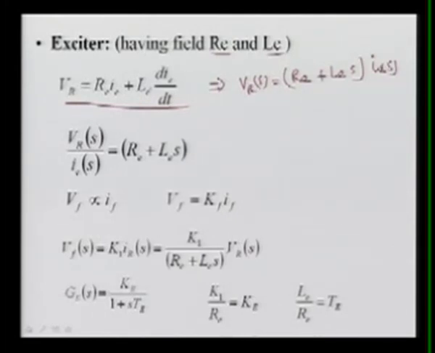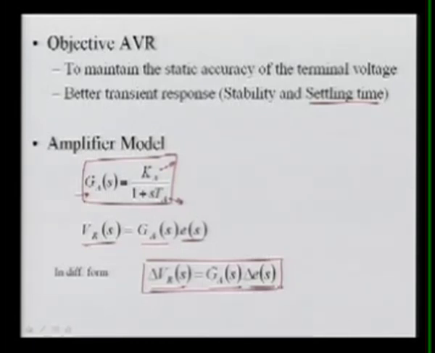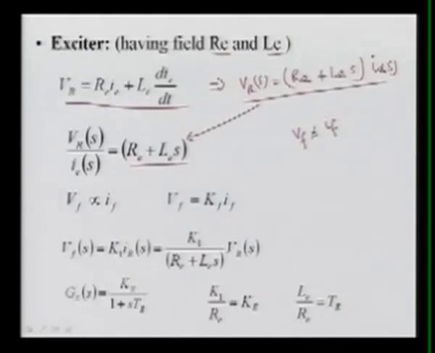So from here, VR upon IE is nothing but RE plus LES, where S is the Laplace S variable. We also know the field voltage, we can directly write that VF will be proportional to IF, whatever the current which is coming here is proportional to this. I can say this VF is some constant KF multiplied by IF.